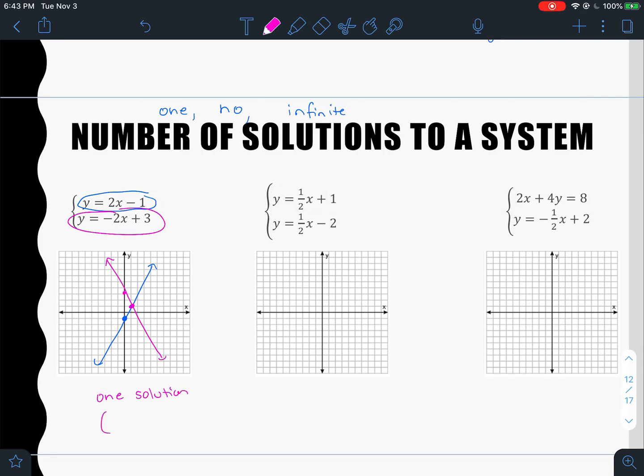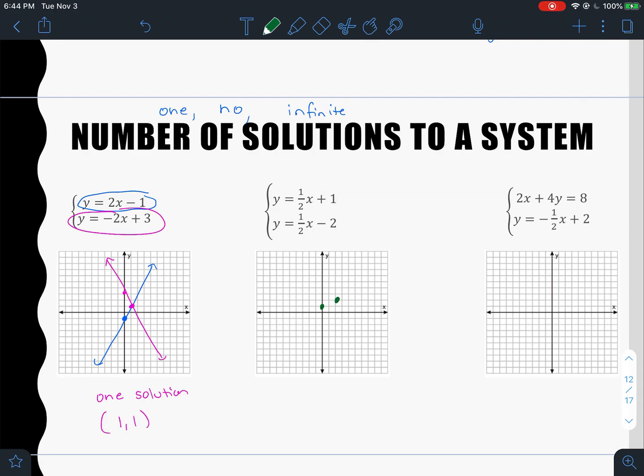And notice how many solutions do these have? This has one solution, so they intersect at one point, and it looks like they intersect at the point (1, 1). And again, you could check by plugging (1, 1) into both of those equations, and it looks like the point (1, 1) works. So if the two lines intersect at one point, then we say that they have one solution.